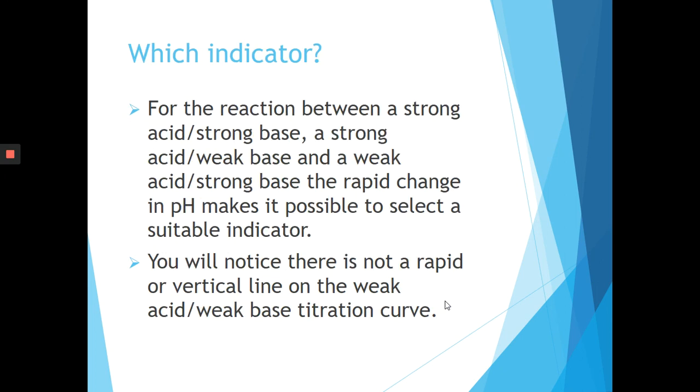This is just repeating what I've said, or pointing out what I've said, about the fact that we look for the rapid change, and that makes it possible to select a suitable indicator for our weak base, strong acid, our weak acid, strong base, and our strong base, strong acid. Okay, but because there's not a rapid vertical line on the weak acid, weak base, we cannot choose a suitable indicator.